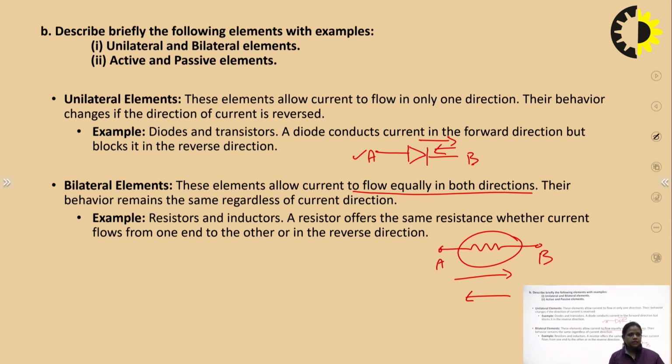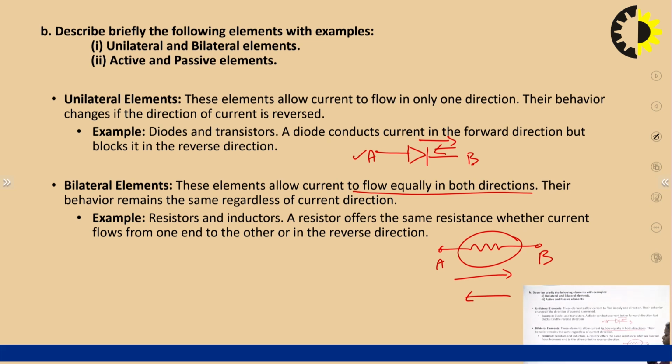So unilateral elements allow the flow of current only in one direction, and their behavior gets changed if the direction of current is reversed. Whereas bilateral elements allow the flow of current in both directions, and their behavior remains unchanged if we change the direction of the current. Like in resistance, if the current flows from A to B or B to A, the behavior does not get affected by changing the direction of the current.